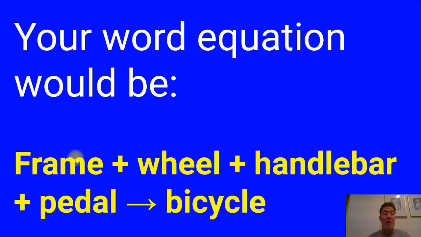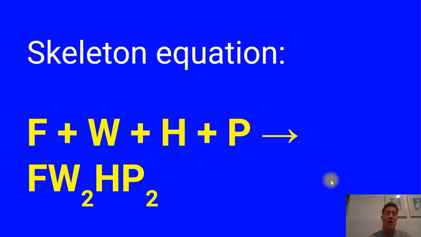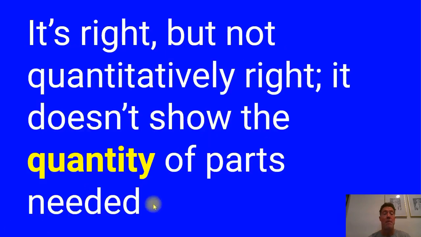The word equation for this might be take a frame plus a wheel plus a handlebar plus a pedal, and you get a bicycle. So if we turn that word formula into symbols, we might use F, W, H, and P. And then our skeleton equation would be take an F and a W and an H and a P, and it will yield an FW2 and an HP2. Now why 2 here? Well, because a full bike has got 2 wheels and 2 pedals.